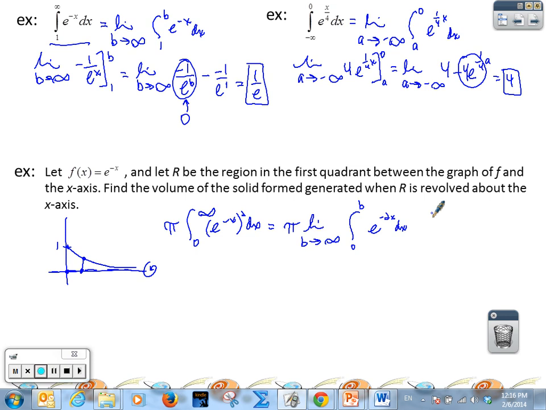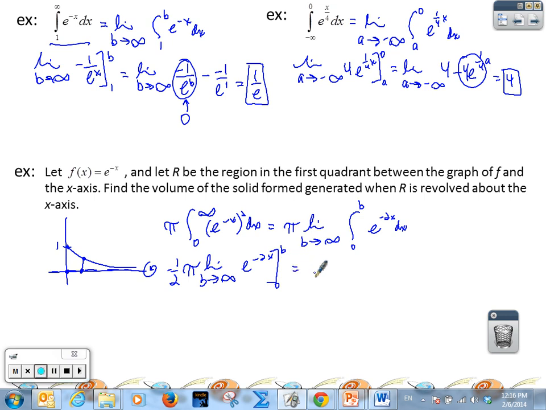So we focus on the integration part, and we take care of the integration part. So the integral of e to the negative 2x would be what? Negative 1/2 e to the negative 2x. So pi, limit b goes to infinity. We're going to have, and that negative 1/2 is a constant, so I'm just going to pull it out here. I really don't want to mess with it. I'm just going to pull out the negative 1/2, so it's negative 1/2 e to the negative 2x evaluated from 0 to b.